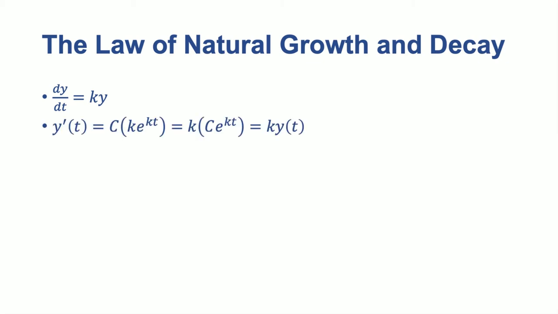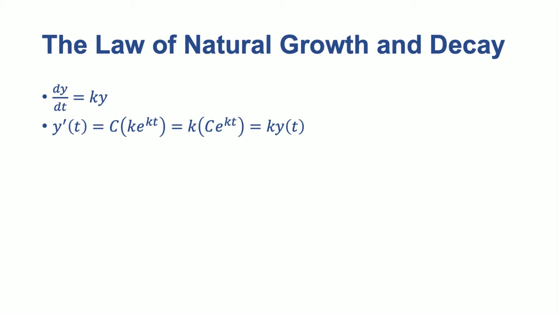Now let's cover some of the pure math that we're going to be doing, and this is called the law of natural growth and decay. This says if I have a derivative of our function y with respect to t, that's going to be ky, so it is proportional to our function y. And y prime of t can be rewritten as an arbitrary constant c times k e to the kt, which can be rewritten as k times our arbitrary constant c e to the kt, which can be rewritten as ky of t. So we are proportional to our function y of t.